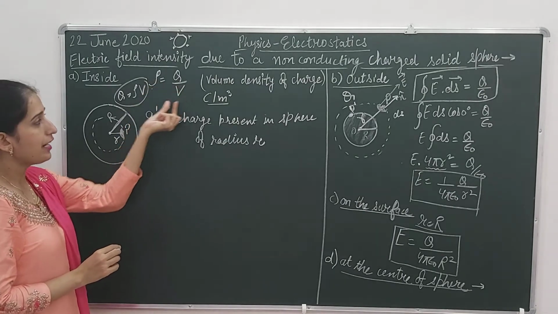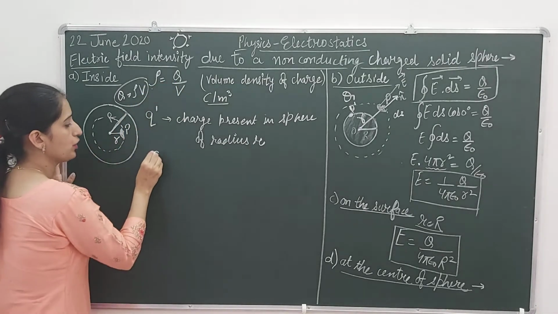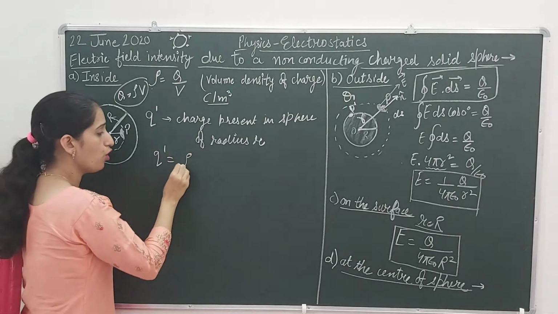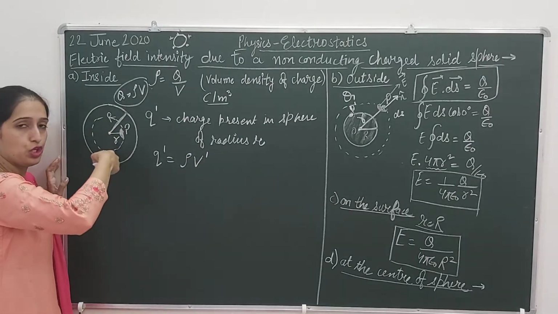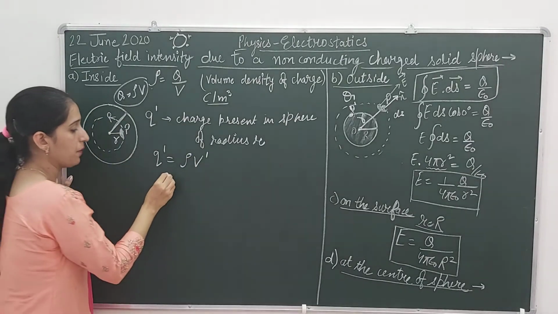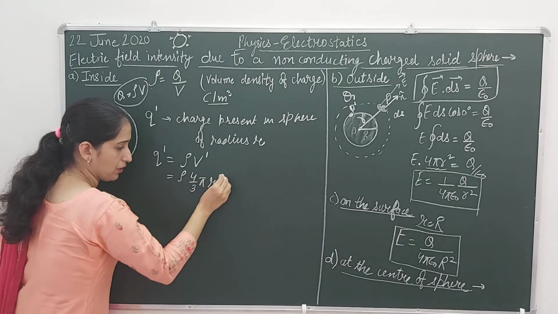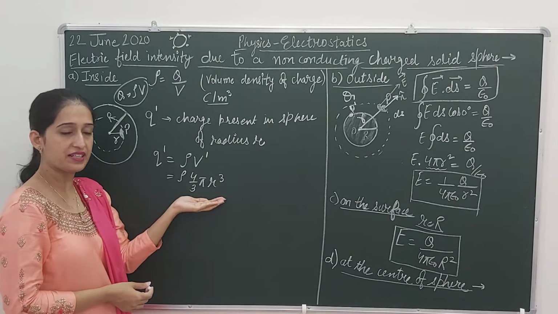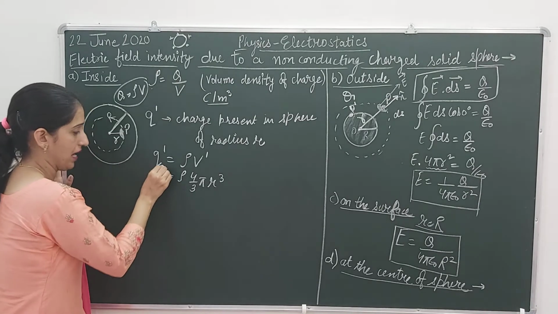Volume charge density into volume, if I want to calculate charge. So I want to calculate Q dash. It will be given by rho into V dash. V dash is the volume of this small sphere. So it will be given by 4 by 3 pi r cube. For a sphere, we know the volume of a sphere is 4 by 3 pi r cube. So this is Q dash.